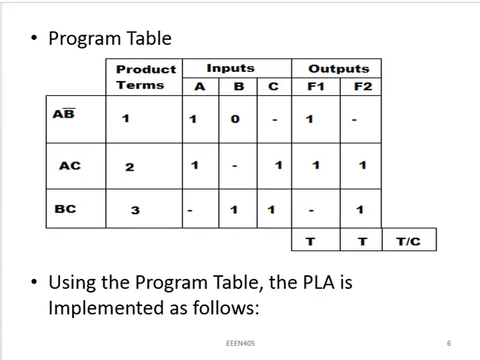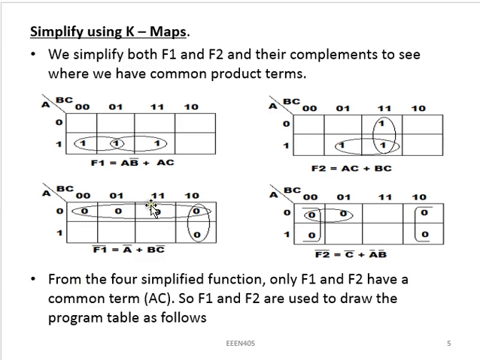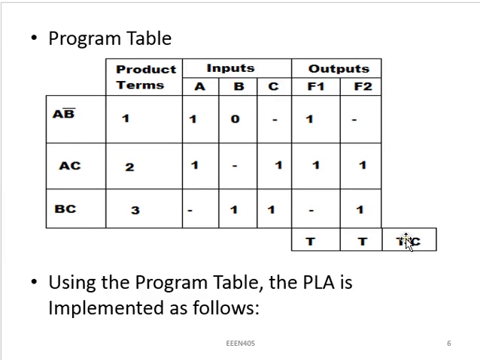Now, the last thing I will do is to come here and say, okay, I am doing this implementation using the real value of F1 and real value of F2, not their complements. So that is why under this T/C I put T, meaning I'm using the true value. Had it been I'm using the complement of any, I'll put C in that place.